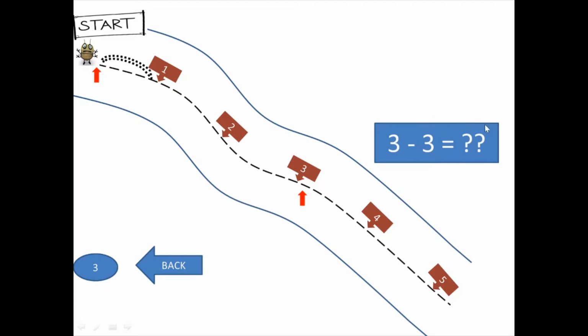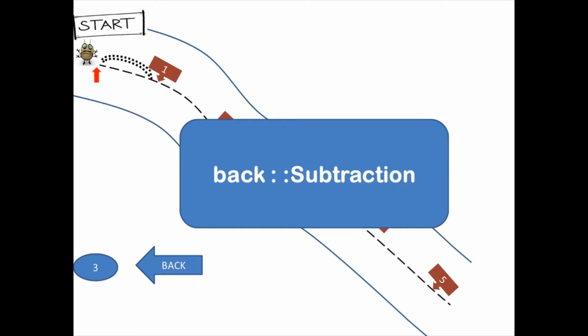Now what is the answer? Where he has reached? Okay, what I should write here? Correct. So this is 3 minus 3 equals to 0. He is at 0th kilometer milestone. So what we understood? If we go back, we do subtraction. Okay, subtraction we do whenever we go back.